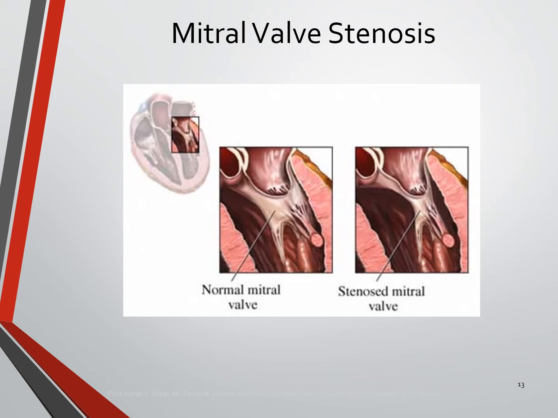Here we're looking at an image that compares a normal mitral valve to a stenosed mitral valve, and you can see that the portion of the image on the left is very open. The valve looks a lot bigger, and then the one on the right, the stenotic valve, is very narrowed down and probably very stiff and highly immovable.